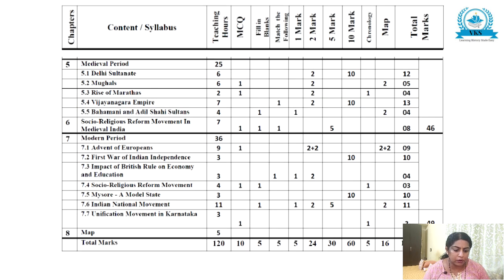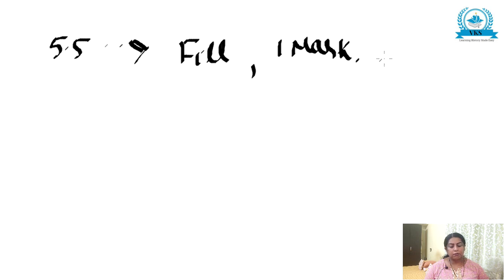Let us see once more. Fill in the blanks, 1 mark, and map. Okay, so here you will have fill in the blanks, 1-mark question and map question. Fill in the blanks, 1 mark, and places in map will come.